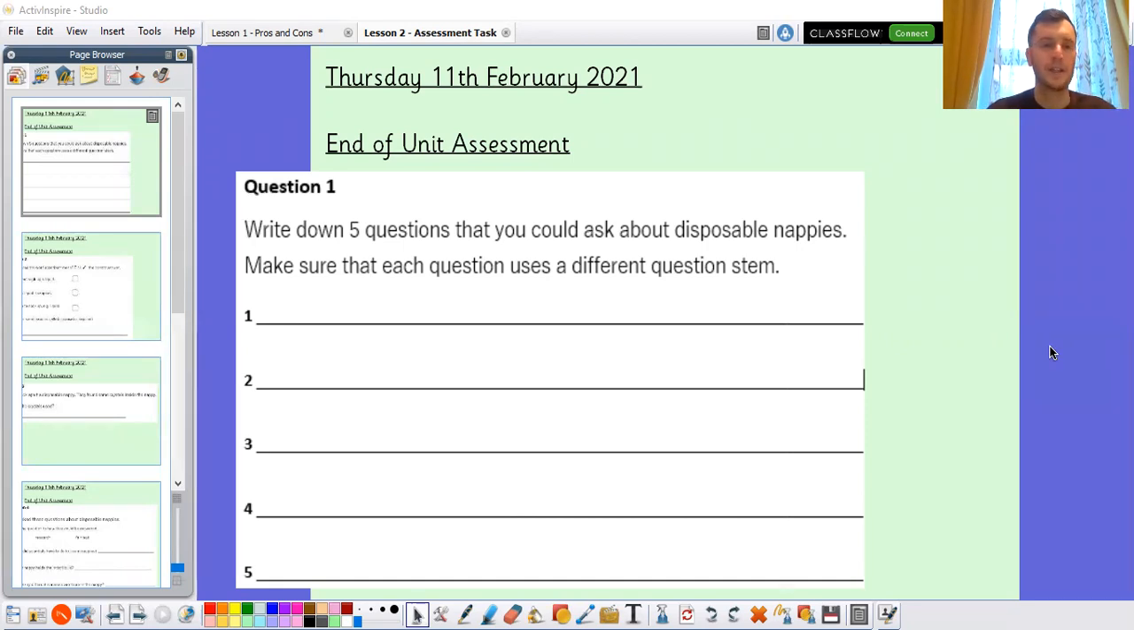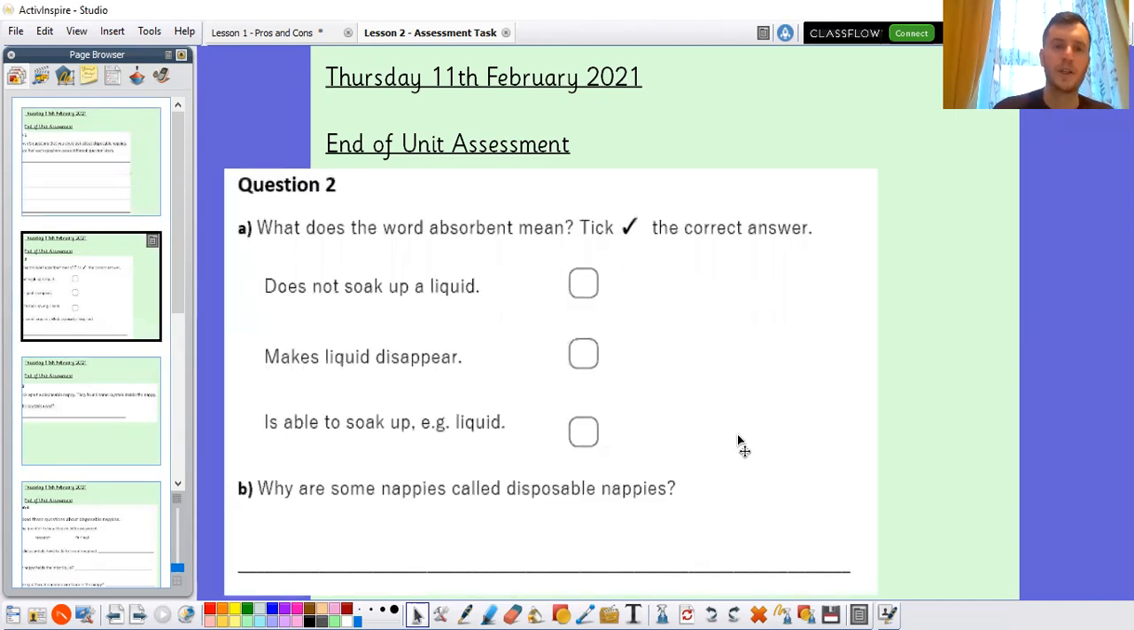As always with these quizzes, please feel free to pause the video between questions so you can have a go at jotting down the answers. Otherwise, I will move on. Question 2, what does absorbent mean? Does it mean it does not soak up a liquid? Does it mean it makes liquid disappear? Or does it mean it's able to soak up a liquid? And why are some nappies called disposable nappies? Once again, if you'd like some extra time, pause the video here. We will go through the answers at the end.